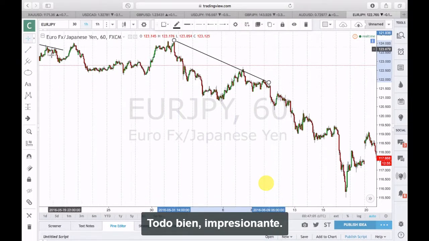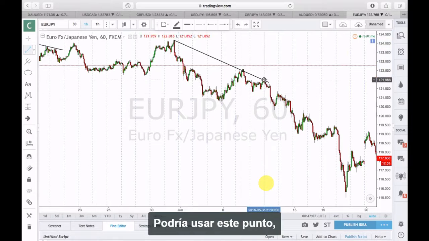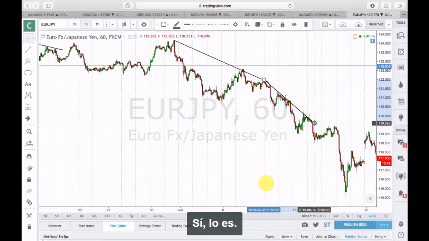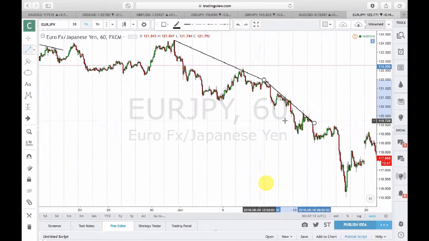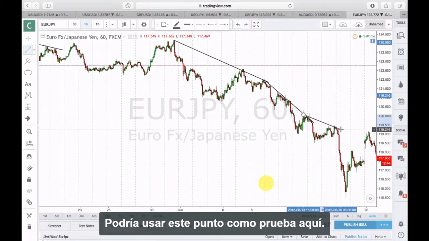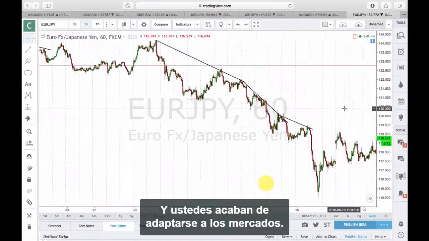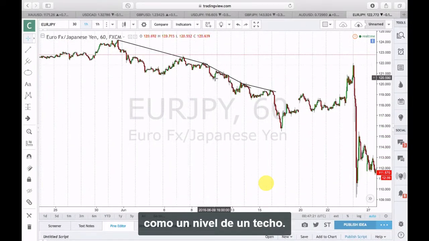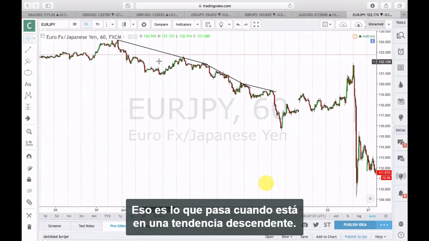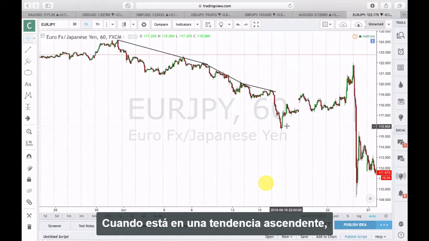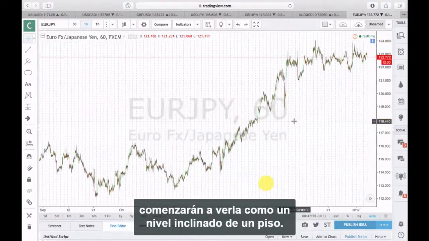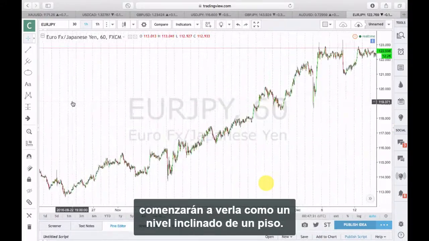All right, awesome, right? I could use this point. All right, is it testing over here? Yes, it is. Awesome. All right, and I could use this point. Is it testing over here? Yes, it is. And you just adapt to the markets. You see how it's staying underneath it, like a level of a ceiling? That's what happens when it's in a downtrend. When it's in an uptrend, you'll start to see it as a slanted level of a floor.